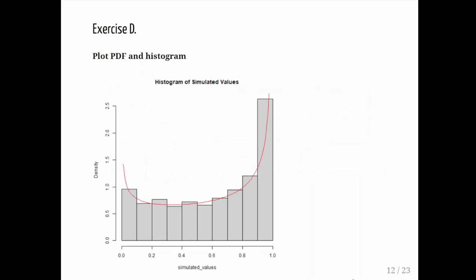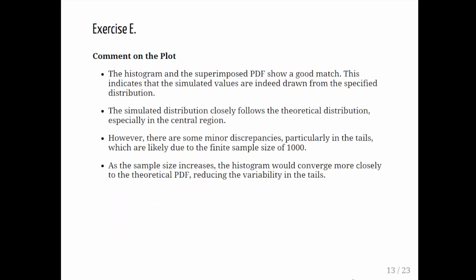That's just the gaps there, particularly down near where x equals 0. But what can you do? As the sample size increases, the histogram would converge more closely to the theoretical PDF, reducing the variability in the tails. Yes, that makes sense. That's just the law of large numbers for you.